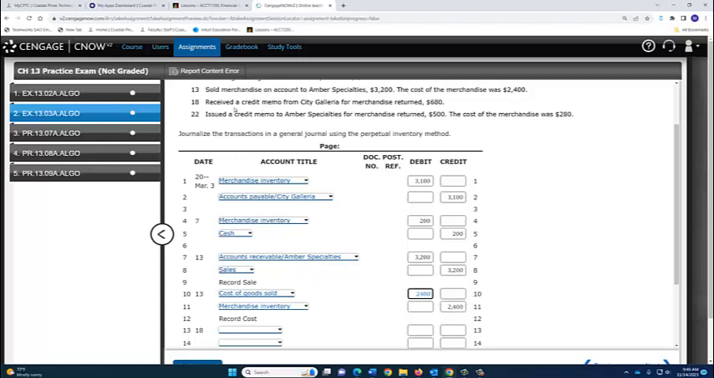On the 18th, we received a credit memo from City Galleria for merchandise returned. Okay, we sent some of our merchandise back. So since we returned that, we're going to credit merchandise inventory for the amount of the return.